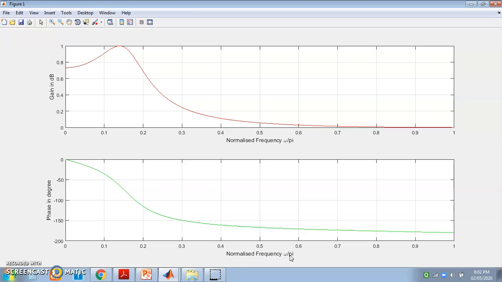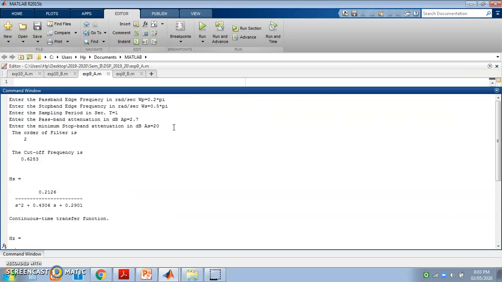So normalized value means pi divided by pi, so it is 1, and 0 divided by pi, it is 0. So here the frequency values are considered in normalized terms, that is omega divided by pi. So if my frequency is pi, then pi divided by pi, it will be 1. So it is a ratio of simply the same number. So this is about the magnitude and phase response by using MATLAB and for the Chebyshev type 1 filter.